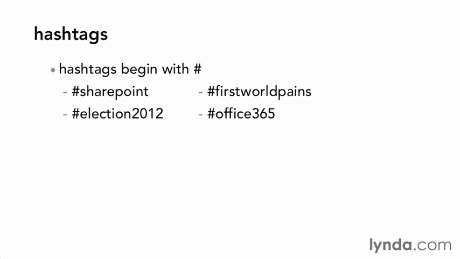Hashtags or tags begin with a pound sign, and there's no space after the pound and before the words begin. So, for example, pound SharePoint, pound election 2012, and note, no space between election and 2012. As soon as there's a space, that's the end of that tag or hashtag. First World Pains, Office 365, all of these are hashtags.